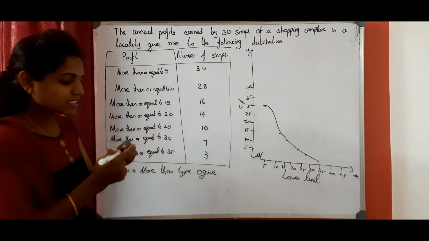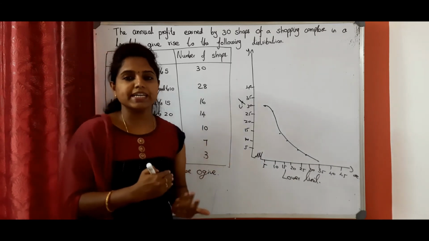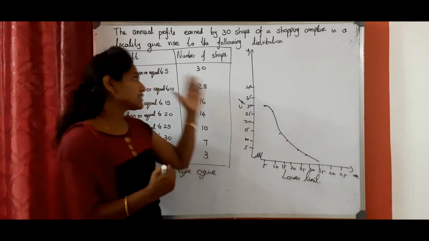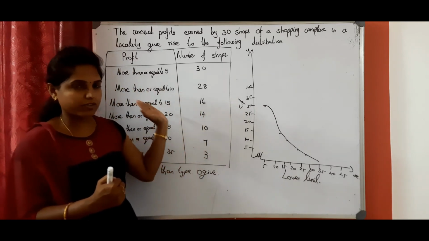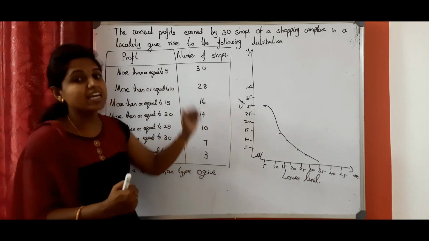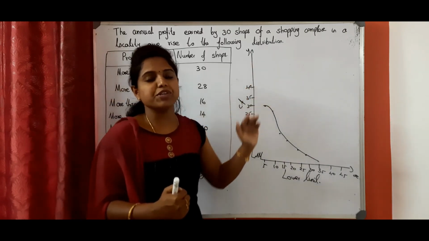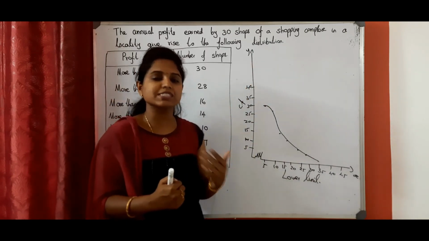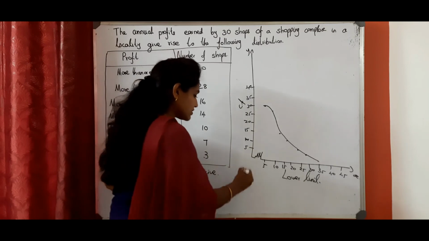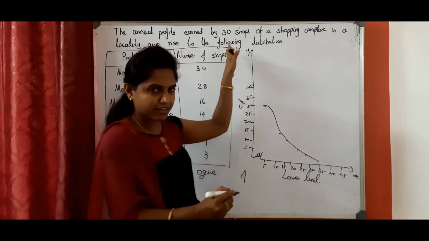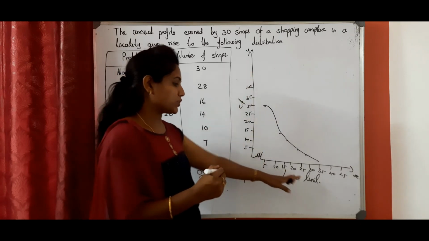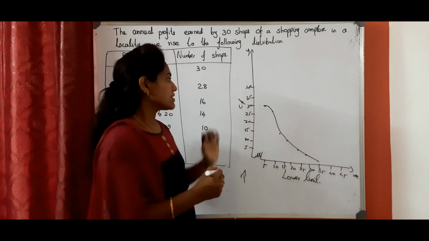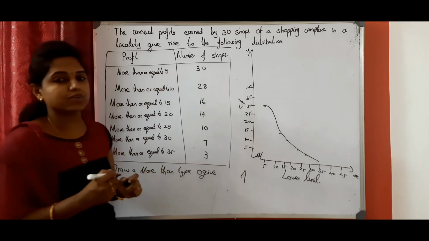So what are the things we just remember in a more than type? In a more than type, if a class interval is given, that means lower limit and upper limit are given, the given value is a frequency. We should find the cumulative frequency. How to find the cumulative frequency? Downwards onwards, we should add the frequency. Then we will get the cumulative frequency. Then we need to do the graph, here lower limit and here cumulative frequency.